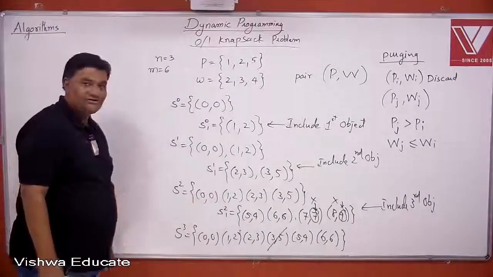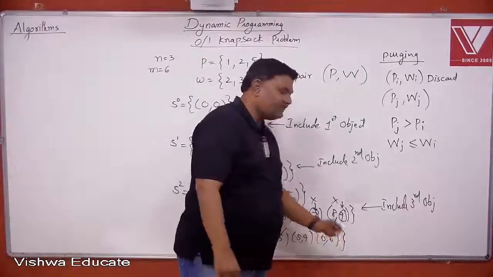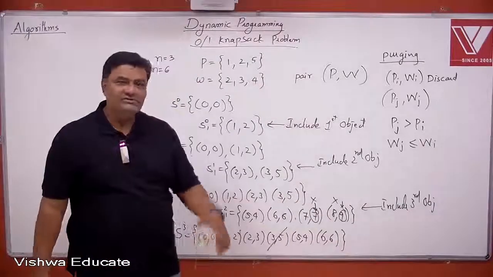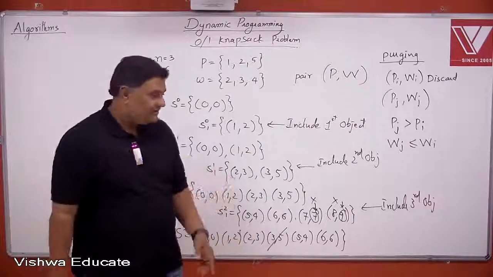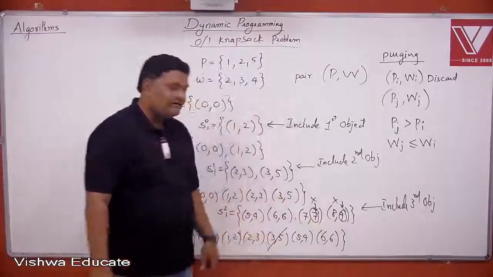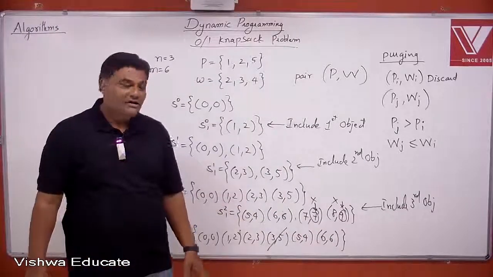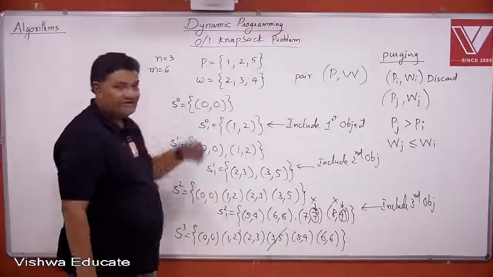We have the solution. So the remaining order pairs are 1, 2, 3, 4, 5. 5 order pairs are remaining. Actually, we should get 8, right? 2 power 3, 8. But these are discarded, right? And one more is discarded. So 3 are gone. 2 are discarded because they are infeasible, going beyond the size of the bag.